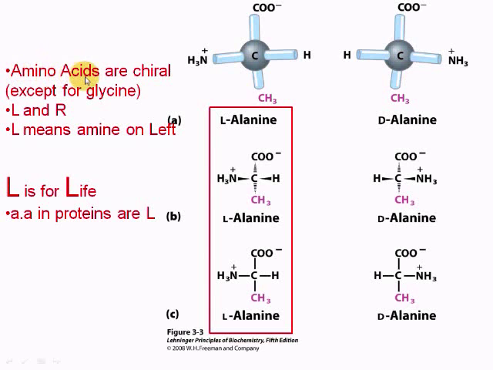Okay, amino acids are chiral, which means they have enantiomers of each other. Note that this is true for all the amino acids except glycine. And so there's an L and an R form of each amino acid, and L means that the amine group is on the left. In biochemistry, we will most often see L forms of amino acids, because the amino acids in the proteins in our body are mostly L. And just for a mnemonic, think L is for life. Okay, in life you see L.